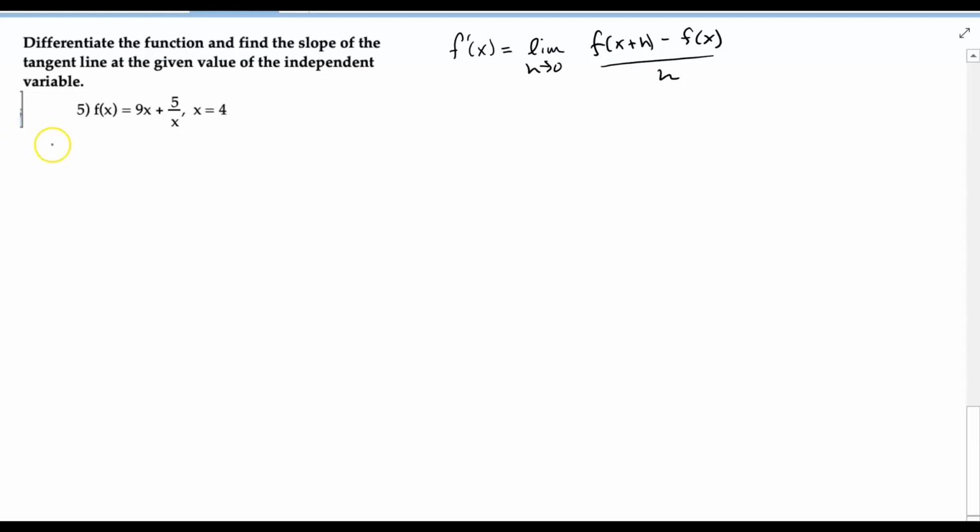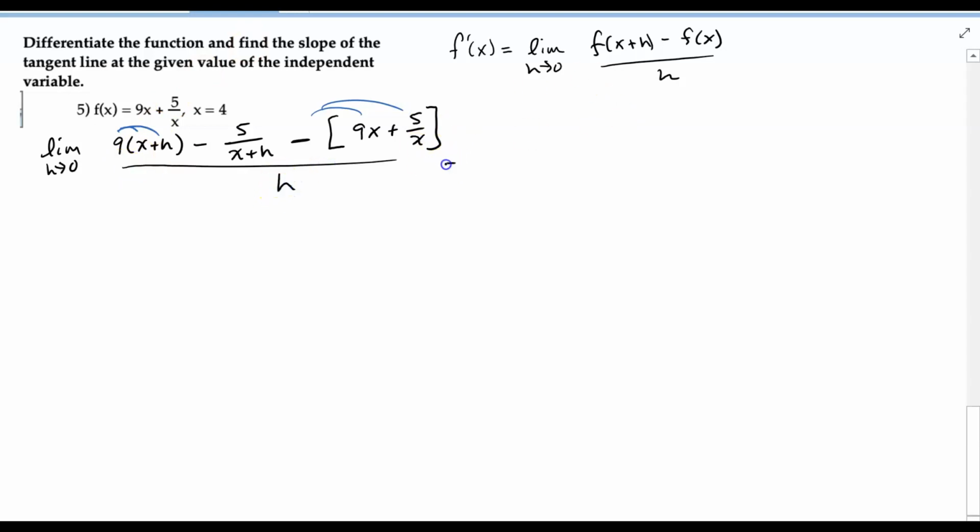So what we're going to do is take the limit as h approaches 0. And I can already tell this is going to be a fun one because I'm looking at the fraction already. 9 times x plus h minus 5 over x plus h minus, and I'm going to bracket off the original function f of x, 9x plus 5 over x. All right, not much to do here other than some preliminary distribution. Then we, of course, divide everything by h.